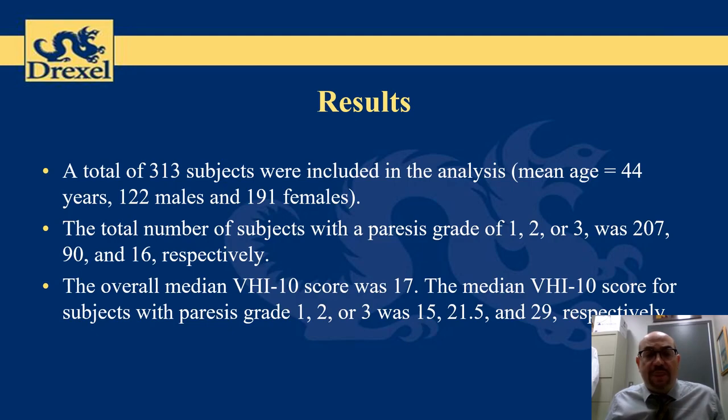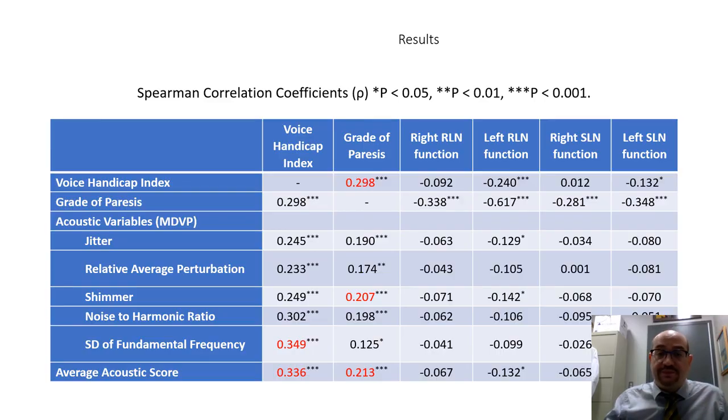So the results, 313 subjects were included in the study. The mean age was 44 years. We had 122 males and 191 females. So this is the table of the results. As we can see, while many of the correlations are well beyond chance, none are of large or even moderate magnitude.